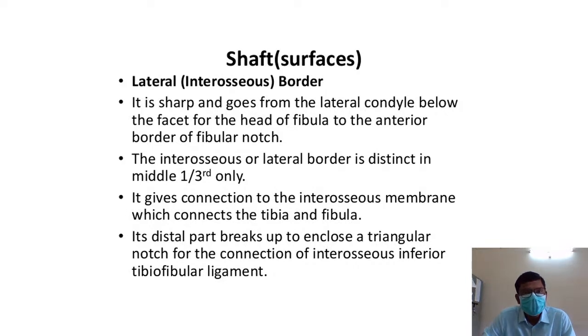Coming to the lateral border or the interosseous border, it is sharp and goes from the lateral condyle, below the facet for the head of the fibula, to the anterior border of the fibular notch. In the beginning, I showed you in the lower end of the tibia a notch called the fibular notch, right? So here it ends. The interosseous or lateral border is distinct in the middle 1/3 of the shaft of the tibia. It gives connection to the interosseous membrane, which connects the tibia and the fibula. Its distal part breaks up to enclose a triangular notch for the connection of the interosseous inferior tibiofibular ligament.